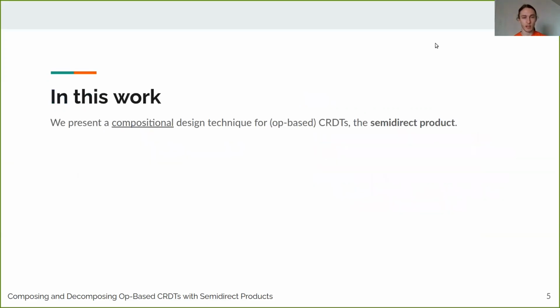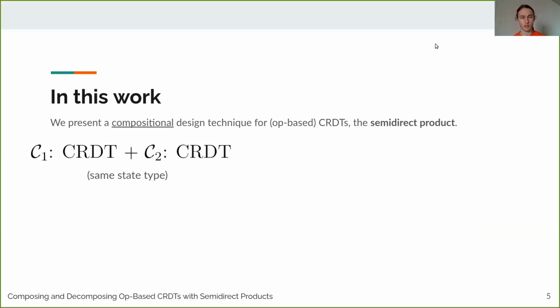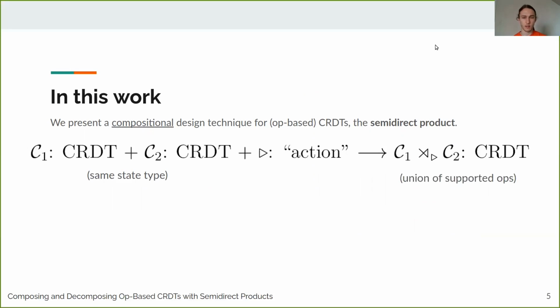In this work, we present a compositional design technique for op-based CRDTs, which we call the Semidirect product, which is supposed to address the difficulty of designing CRDTs. What it lets you do is you take two input CRDTs, here C1 and C2, and they have to operate on the same state type. You take a bit of extra information in the form of this function that we call the action, and then what you get out is this CRDT that supports the operations of both of their input CRDTs and also resolves conflicts between them in a natural way.